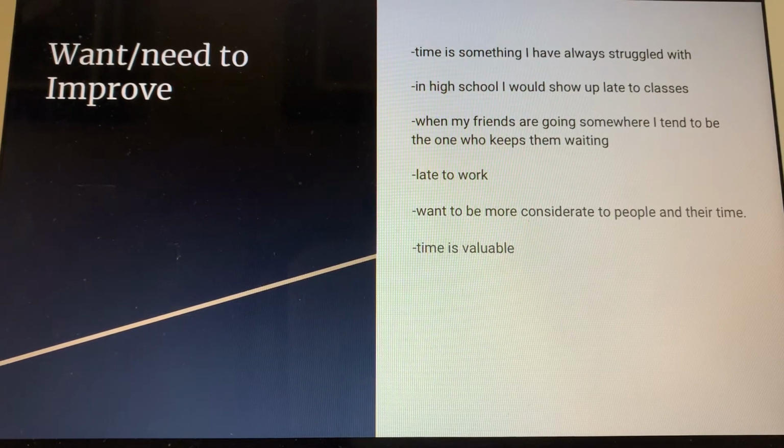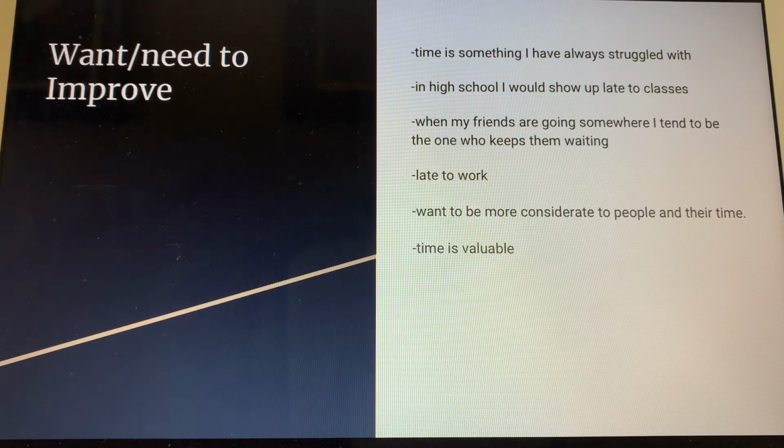I have been late to work. Like it wasn't a big deal. Like I didn't get fired or anything, but it's just something that I noticed I did, and I never really did anything about it because my boss really didn't care. I'd show up a few minutes late probably. And I want to be more considerate to people and their time because I understand that time is valuable and it is something that you can't get back.